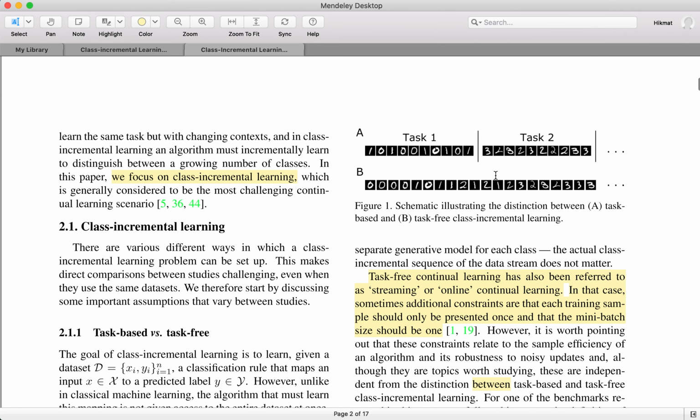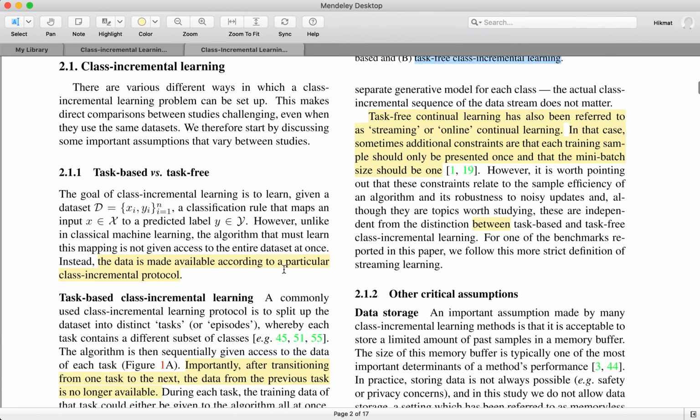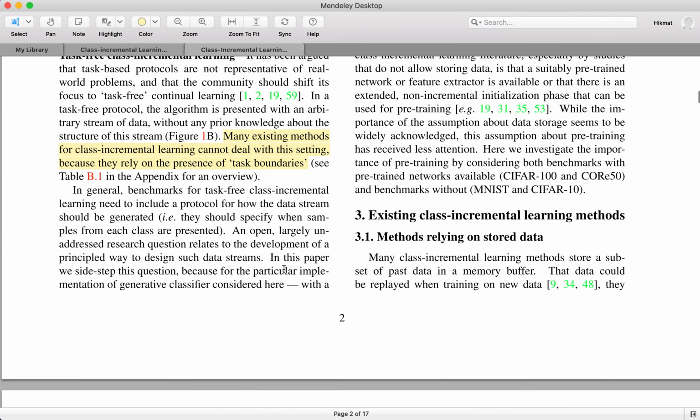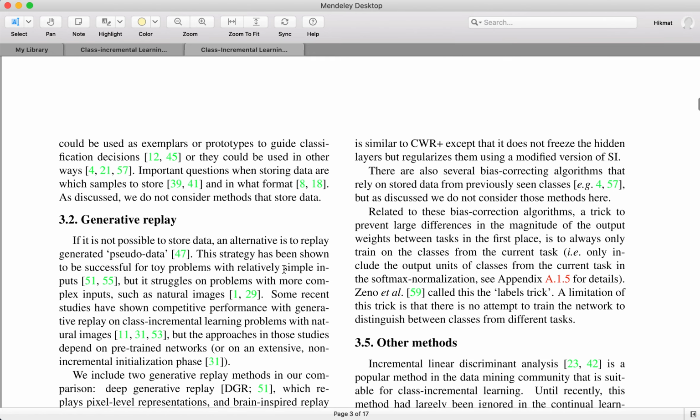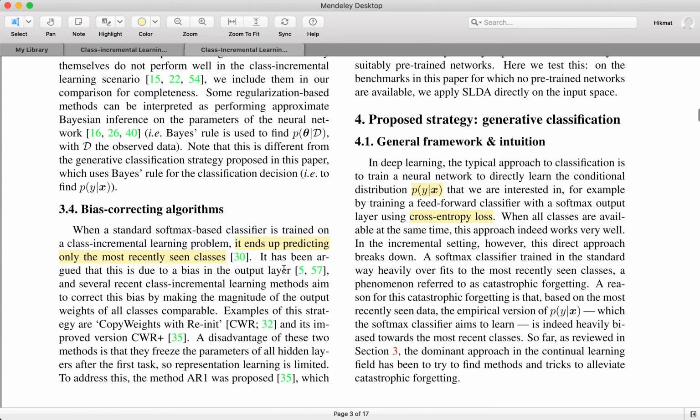Here is a very good example that is given in this paper. Here is task 1 and here is task 2. This is the task based class incremental learning, but the same dataset, when we look at it from the task free class incremental learning perspective, will look like this. Okay, let's look into the mathematical formulation of this paper.